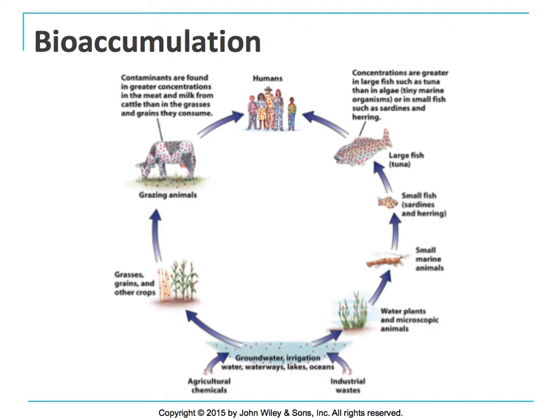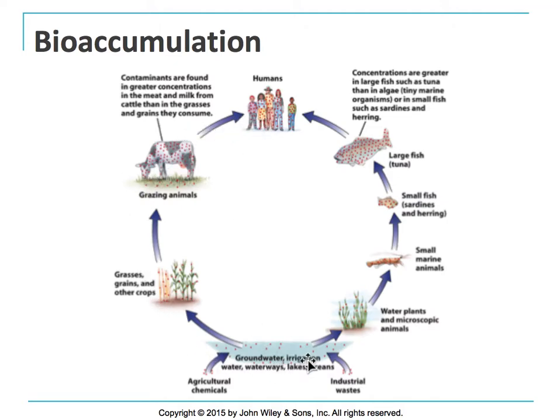So we see this here, right? In this diagram, we have groundwater, irrigation, waterways, lakes, oceans. These are maybe contaminated with agricultural chemicals and industrial wastes. The contaminated water then finds its way into plants that are growing nearby. Those plants are eaten by cows or another animal. So the cow eats lots of grass, so then there's a high concentration of contaminants in the cow, and then we eat the cow. So that's how, even if you're not drinking water from a contaminated lake, that contaminated water can still find its way into your body.